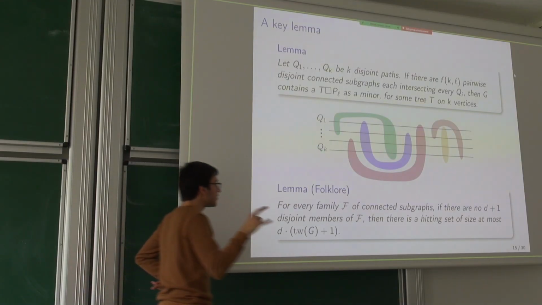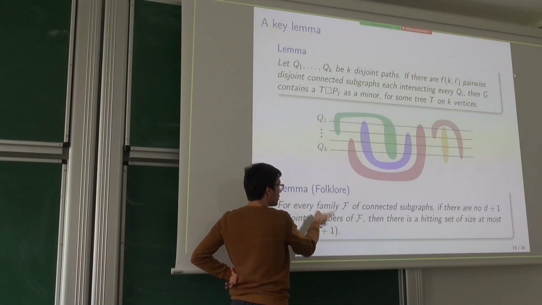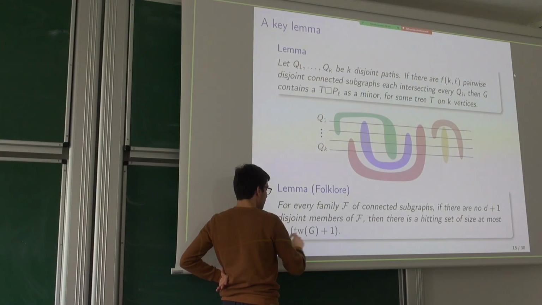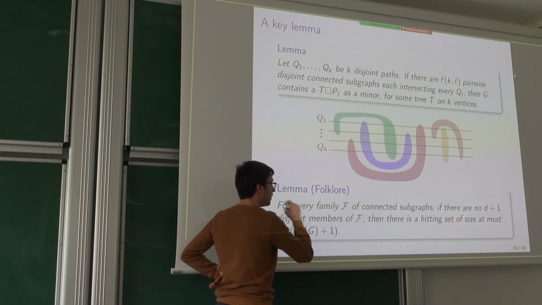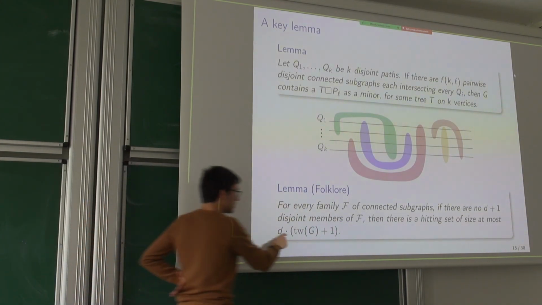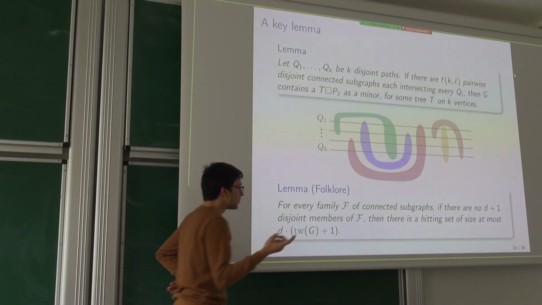Okay, so this is really a kind of duality between packing and transversal. Okay? Either I have a d plus 1 packing for my family F, or I have a transversal, a hitting set of size d times treewidth of G plus 1. Okay, so why is it useful for us? Well, first, the treewidth is bounded for us because of the Grid-Minor Theorem.